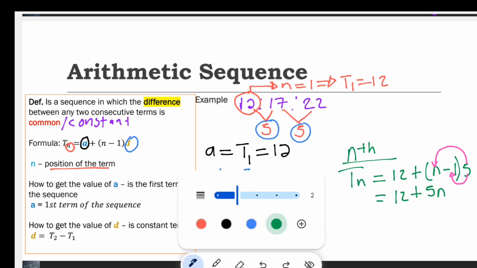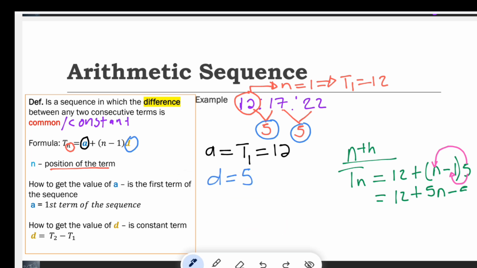So what do we get there? We get minus 5. So minus 5 plus 12, these are the like terms. They don't have any variables, so we're going to add them. 12 subtract 5 will be 7. Then we'll have 5n plus 7 in this case. Am I right? So this is our nth term for this sequence.